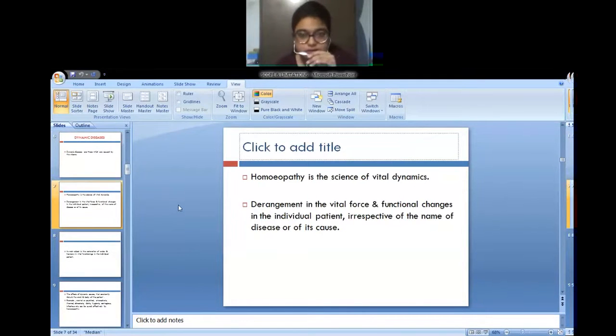Like we all know, homeopathy is the science of vital dynamics. We all know that the inimical dynamic influence that we call miasms derange the vital force, and then functional changes happen in the individual patient, irrespective of the name of the disease or its cause. We deal with those disorders that occur by derangement of the vital force, and the vital force is deranged by means of dynamic inimical influences that we call miasms. So homeopathy deals with vital dynamics.